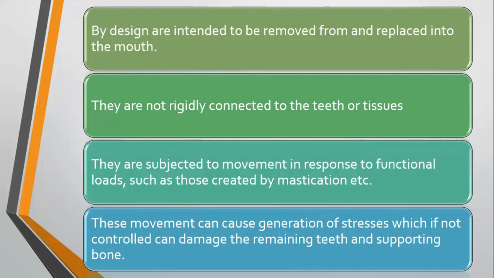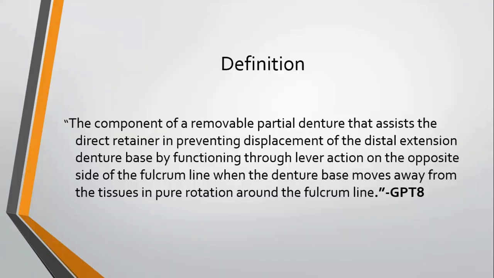Since it is a removable denture, we can't say that it will be a fixed one or that it will be firmly attached to the remaining teeth or the underlying structures. The movement can cause generation of stresses which, if not controlled, can damage the remaining teeth and the supporting bone. So that is the importance of this component of the removable partial denture.